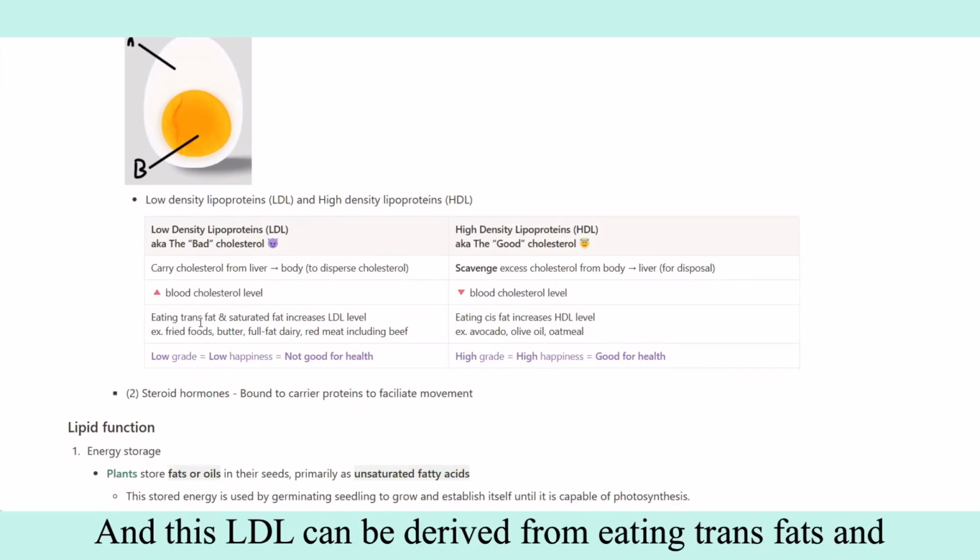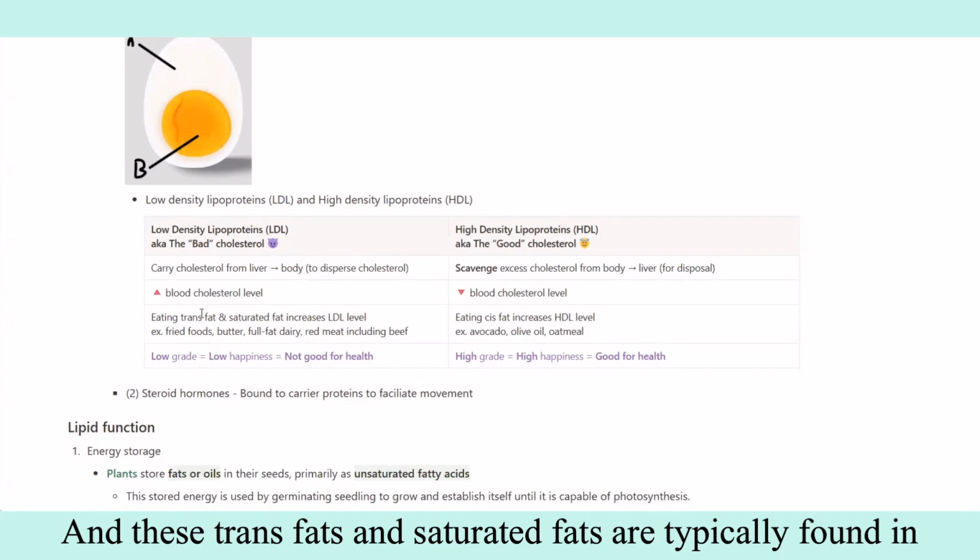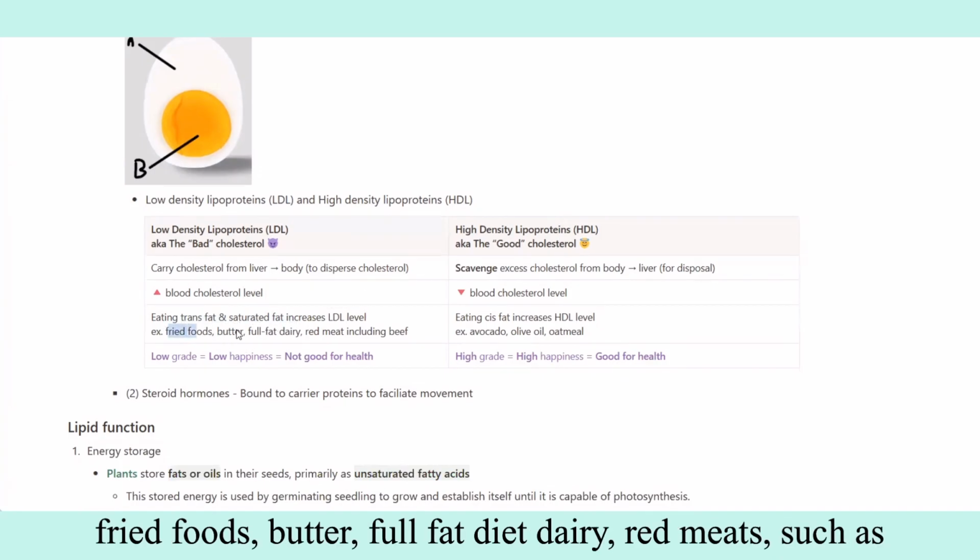blood clotting. And this LDL can be derived from eating trans fats and saturated fat that increases the LDL level. These trans fats and saturated fats are typically found in fried foods, butter, full fat dairy, red meats, such as beef.